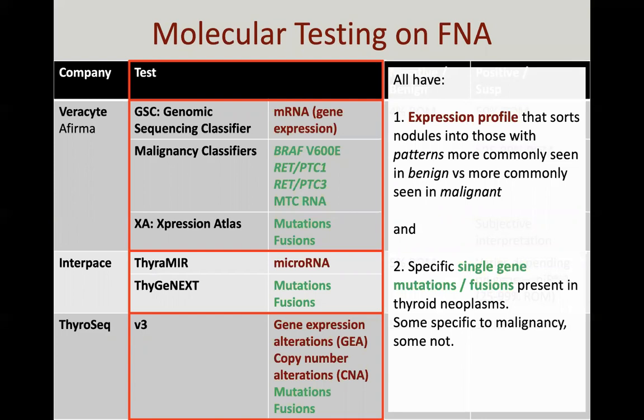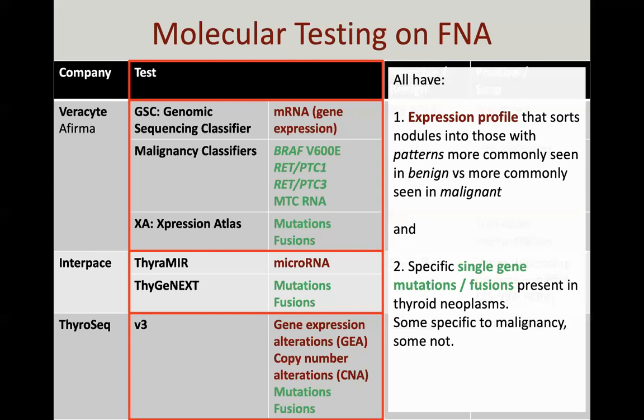So it's not a single gene mutation. It's like your microRNA and your messenger RNA is elevated or decreased in this grouping that is more similar to a benign nodule, okay? Most of these also report some single gene mutations or fusions that are present in thyroid neoplasms, some of those being specific to malignancy, like we said, like BRAF V600E, RET PTC, the MTC RET mutation. Others being not specific to malignancy, like RAS, PAX8, PPAR gamma, but specific to a neoplasm, right?